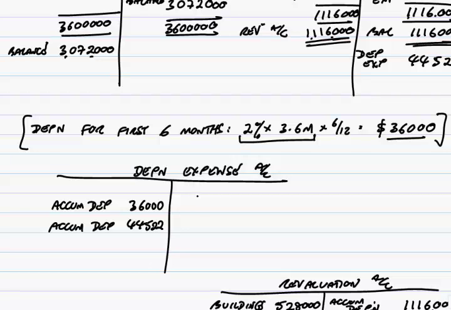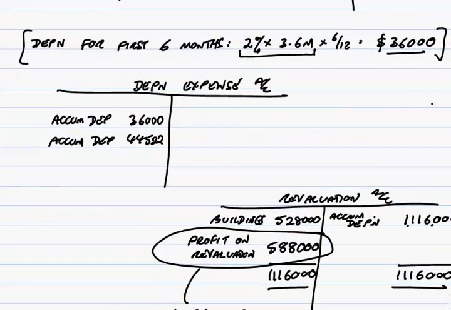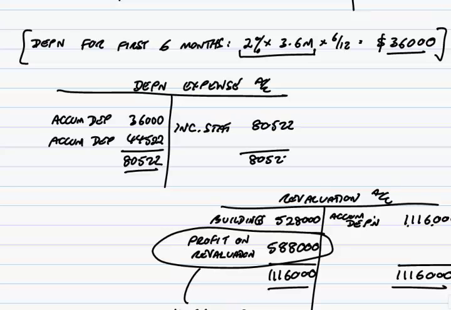And now let's finish off the accounts. The building stays there. Here the revalued amount 3.072 for the balance sheet. The accumulated depreciation again will appear on the balance sheet, reducing the value of the building 44,522. And finally the expense account. The total expense for the year, 80,522, will appear in the income statement. Credit the expense, debit the income statement.